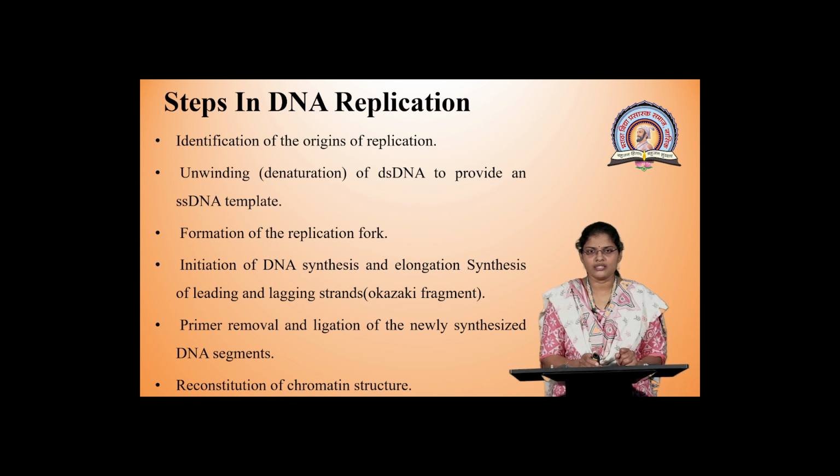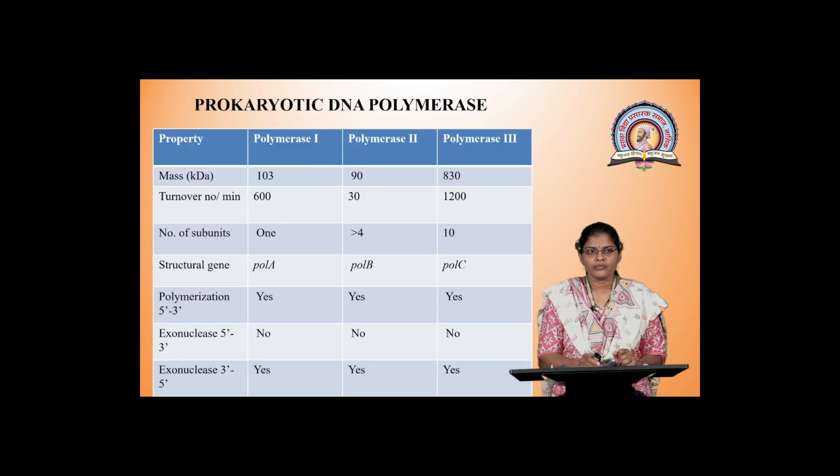For each step there is a need for different proteins. Now there are different DNA polymerases. There are three types of DNA polymerases in the prokaryotic cell, that is DNA polymerase 1, 2 and 3. DNA polymerase 1 has a mass of 103 kilodalton, the turnover number is 600, and the number of subunits is only 1. So DNA polymerase 1 is made up of only one subunit. The structural gene is Pol A only.